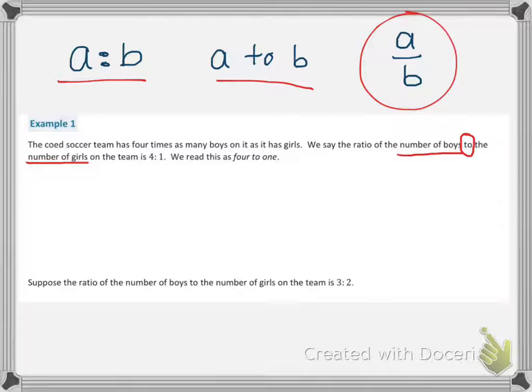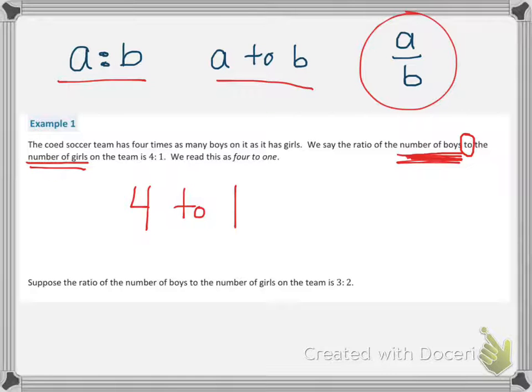So when I write the ratio in terms of numbers, I have to stay in that order. My first number has to be the number of boys. If I switch the order, it's going to switch the meaning. Okay, the reader of this ratio is going to think it's a ratio of boys to girls, so the first number has to be the number of boys, and that's 4. 4 times as many boys as girls. So the first number is a 4. The second number is the number of girls, and the number of girls is 1.